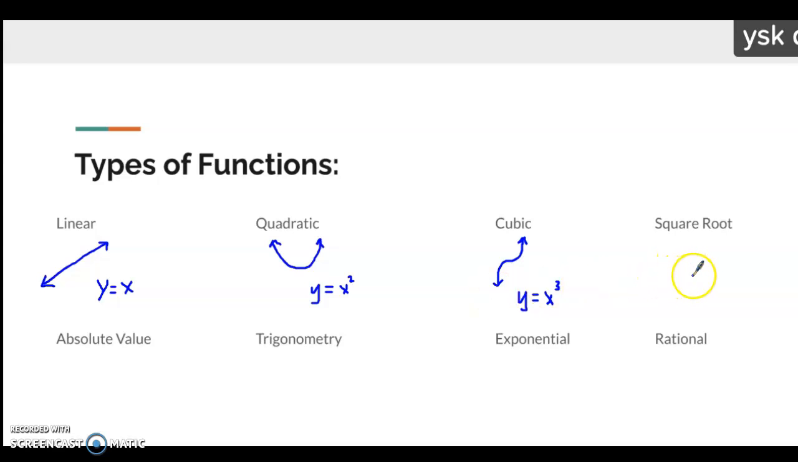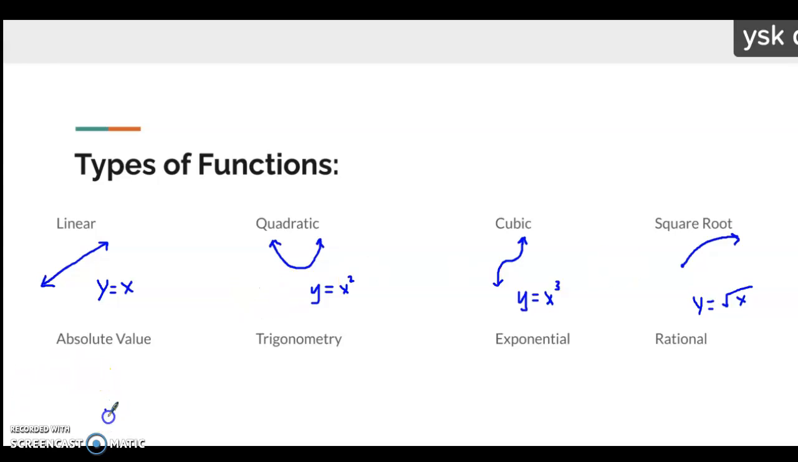A square root function, again, that will be anything with the square root, so we would have like the square root of x for our equation. Our graph would have a starting point and then it would curve. So it would be almost like a quadratic or cubic function where it does have a curve, but it doesn't have an ending point. There's only one single starting value.